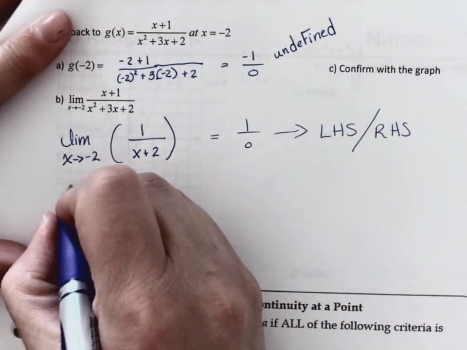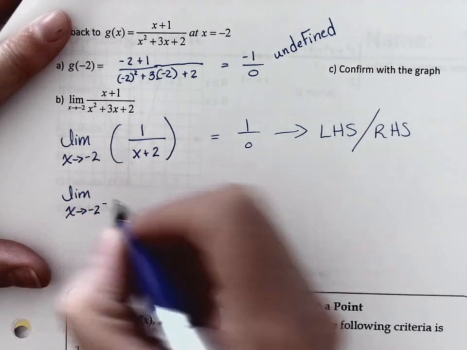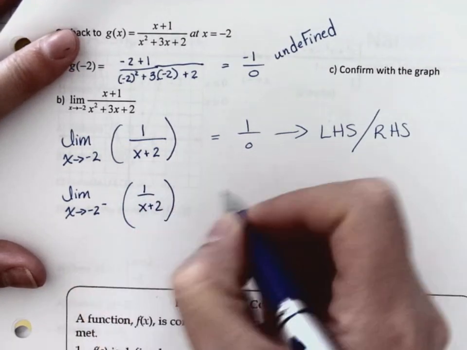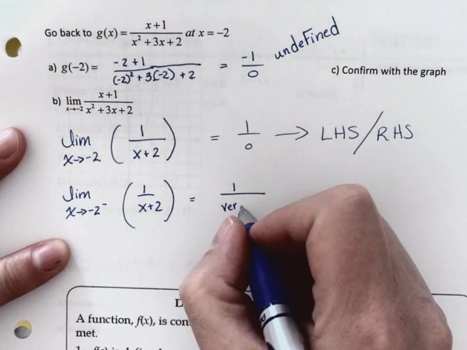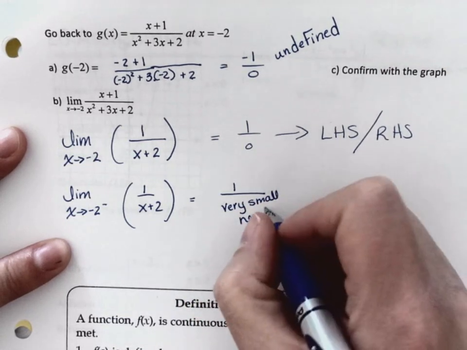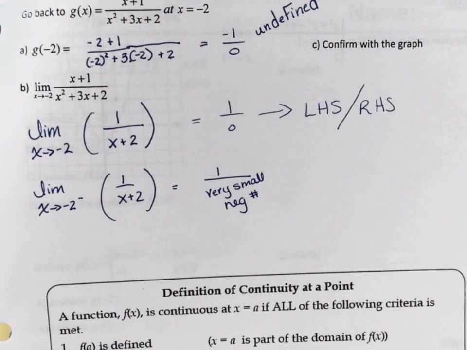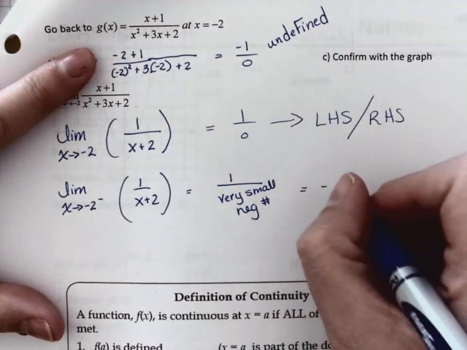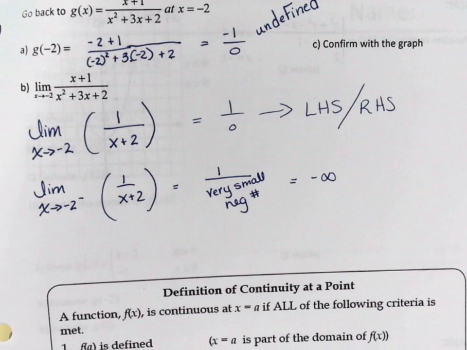So I'm going to look at the left-hand side. I'm doing the limit as x approaches negative 2 from the left-hand side. So 1 over x plus 2. That's going to be 1 over a very small negative number. You guys would agree with me? If I picked negative 2.01, it's going to be a really small negative number. So that's going to be negative infinity. This is the ish math that we did for L5.